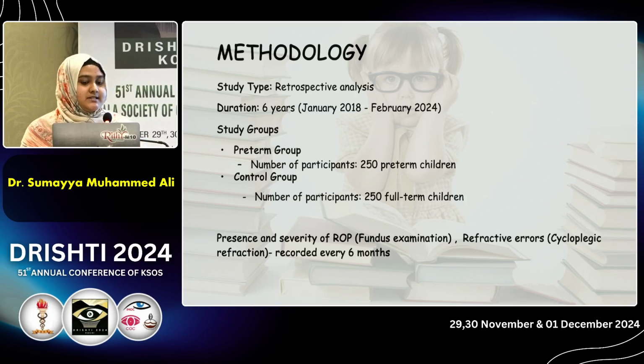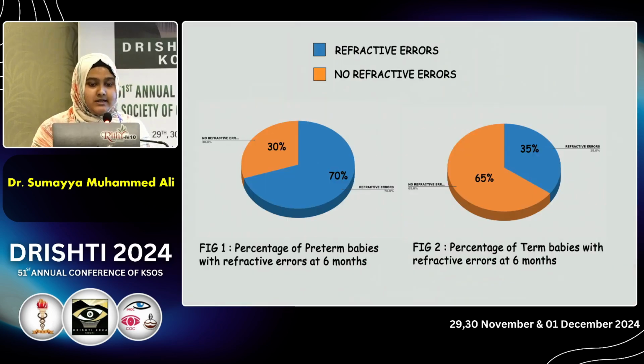We assessed the presence and severity of ROP by fundus examination, and we evaluated the refractive errors by cyclopegic refraction, and we recorded the findings every 6 months. So the result: in preterm babies, 70% of babies were found to have refractive errors at 6 months, and in term babies, 35% of babies were found to have refractive errors. We advised observation for both groups.